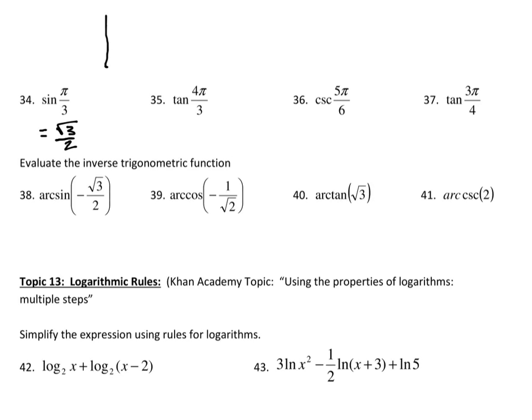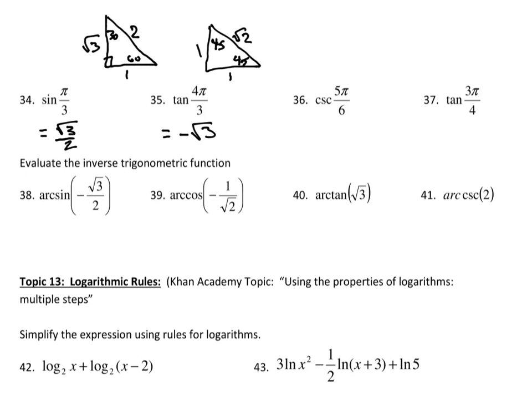Just for reference, I'm going to put 30, 60, 90 up here just so you guys can see where I'm getting this from. That's 1, that's 2, that's radical 3, and 45, 45, 90. So that's radical 2, 1, and 1. So tangent of 4 pi over 3 has a reference angle of 60 degrees in the third quadrant, so tangent will be negative there. And 60 degrees, opposite over adjacent, would be negative radical 3.